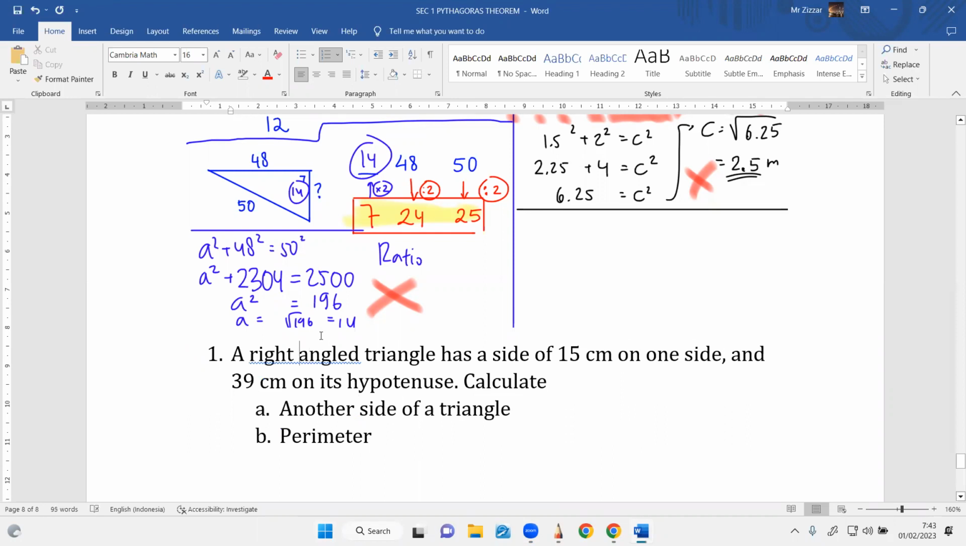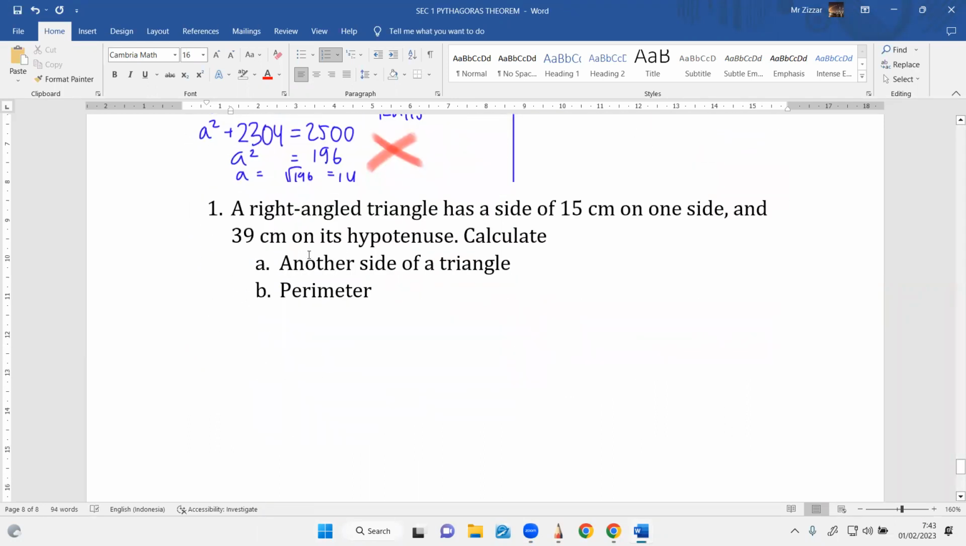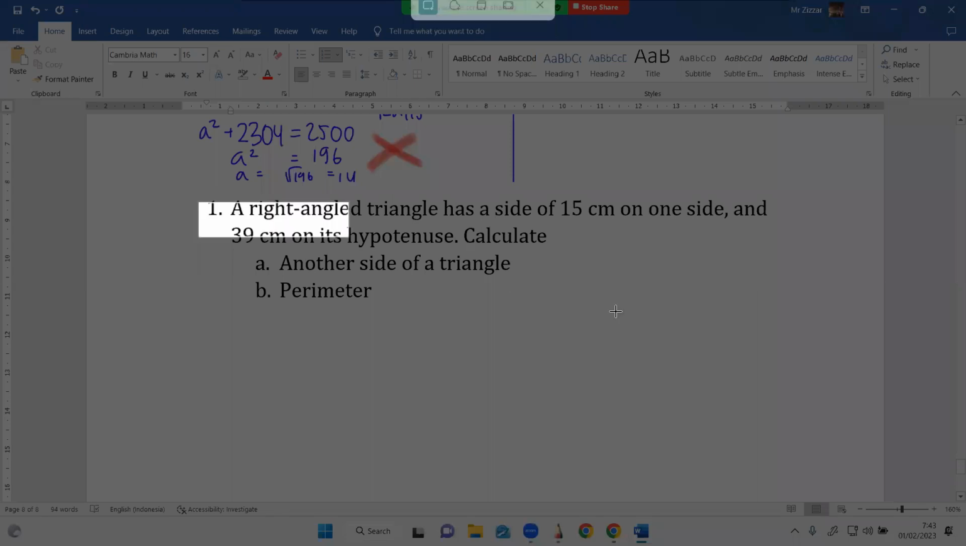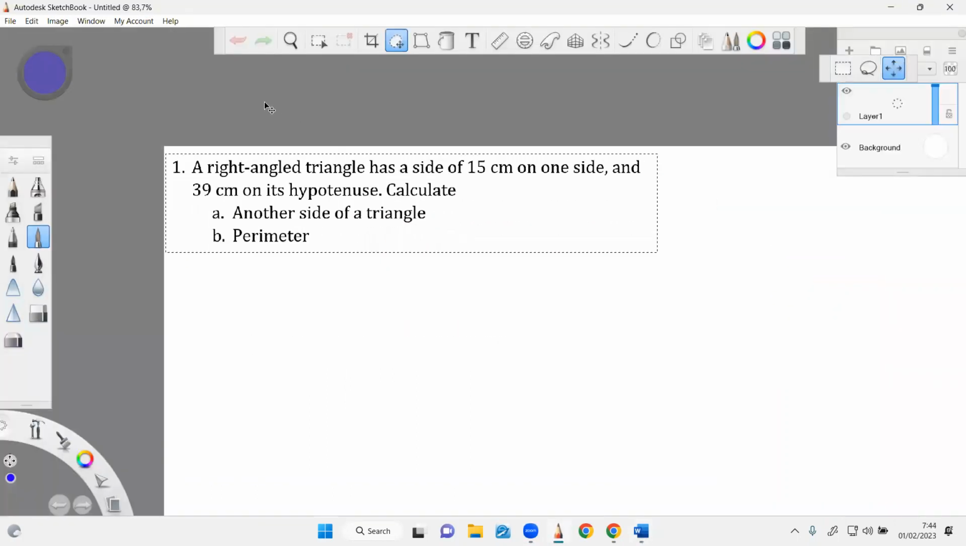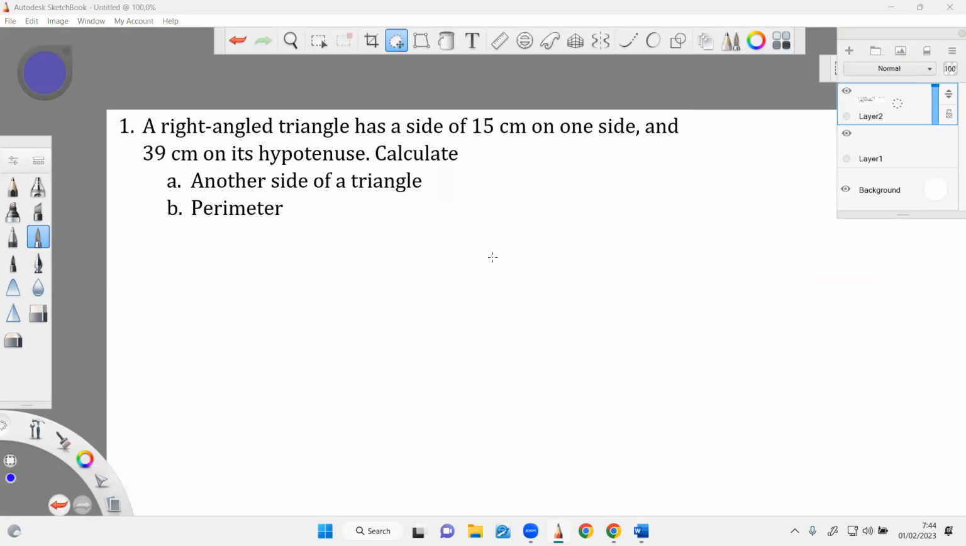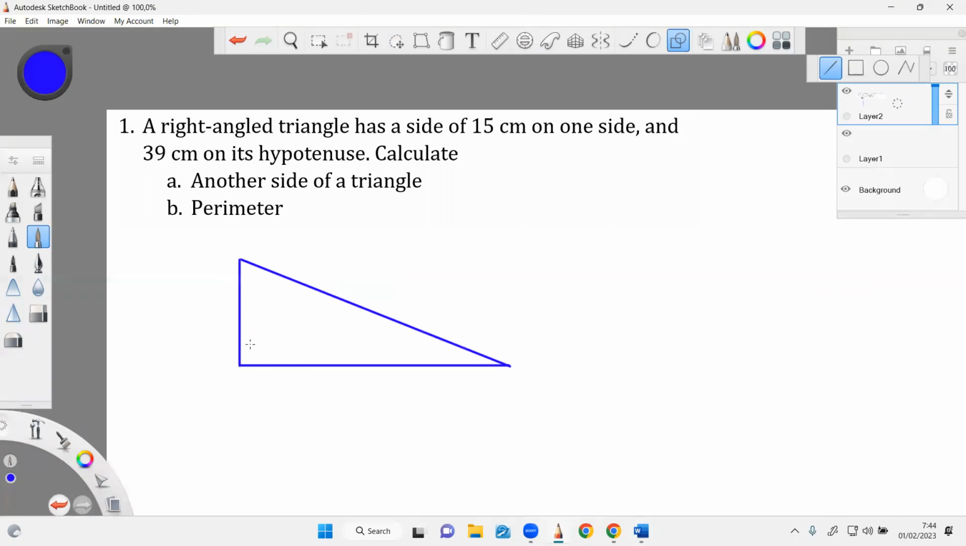Okay, how do you solve this? First thing first, you need to construct a triangle. How do you construct a triangle? Just look at the question properly and try to follow each of the clues. A right angled triangle has a side of 15 on one side and 39 on its hypotenuse. So first, you draw a right angle, and it is not to scale, of course. We have the hypotenuse here. The hypotenuse is 39 and one side of it is 15.